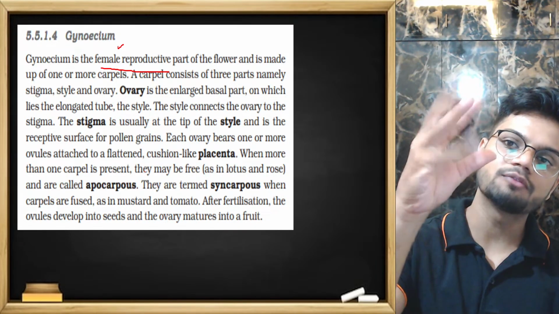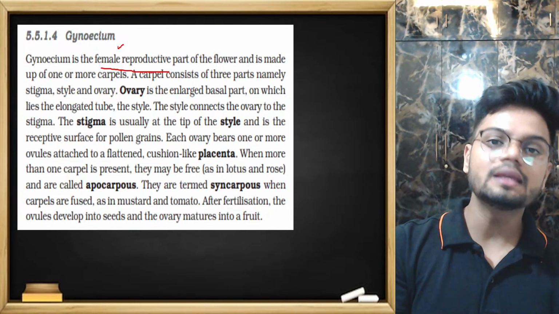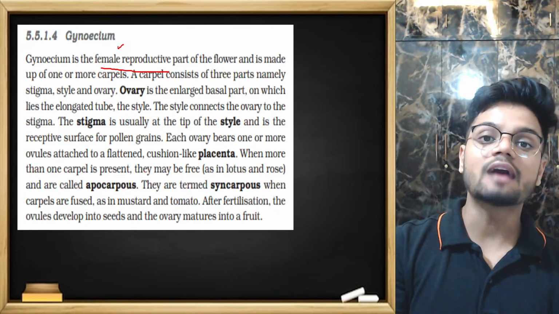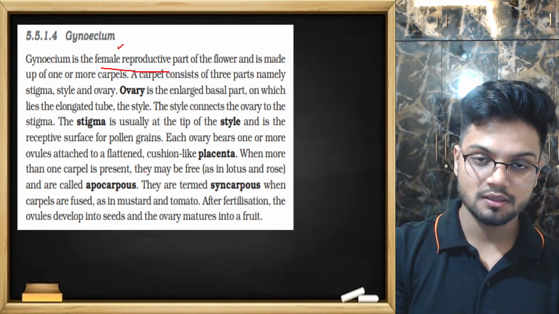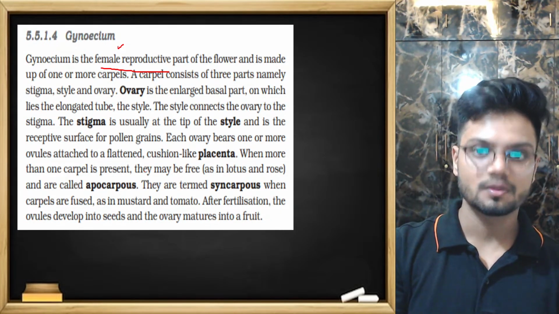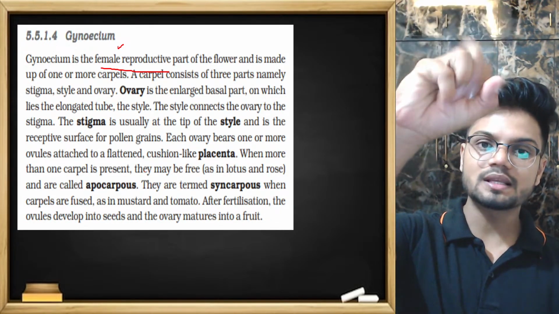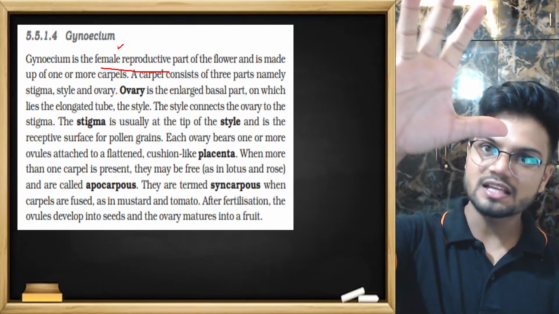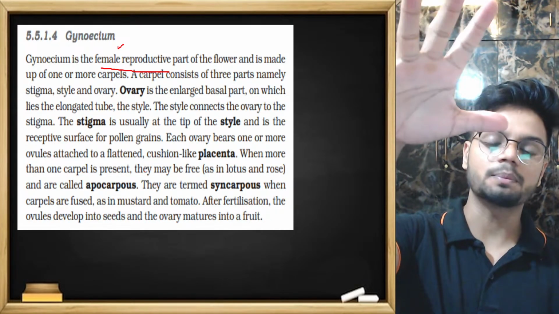Does the hand have multiple fingers? Yes. Similarly, a pistil will have many carpels. So a carpel is a part of a pistil. This is a pistil right here. A pistil has many carpels. A hand has many fingers. A pistil has many carpels.